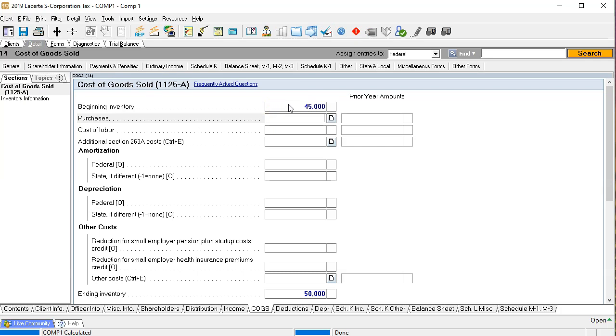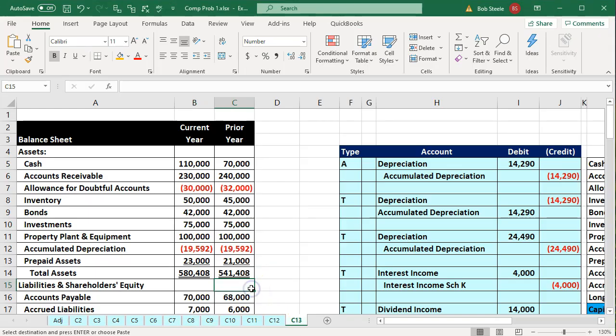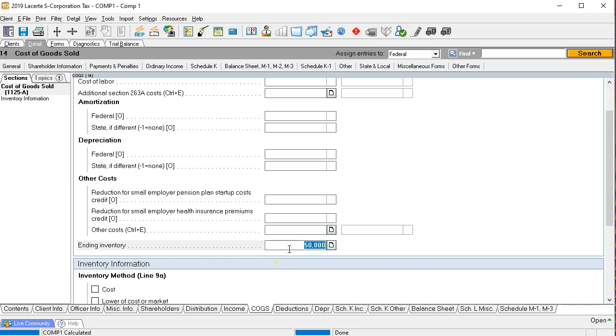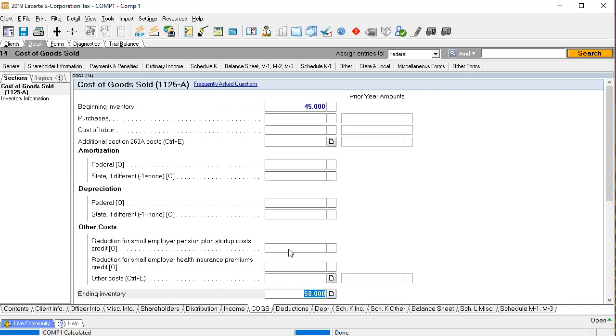So what were the purchases throughout the year? That might be something that we don't know. We could look in the software and see what the purchases were for inventory, but we may not know that directly. What I do know is that the ending balance over here is going to be 50,000. So let's go back over to the software and say the ending balance is going to be 50,000. And I know that the cost of goods sold is 100,000.